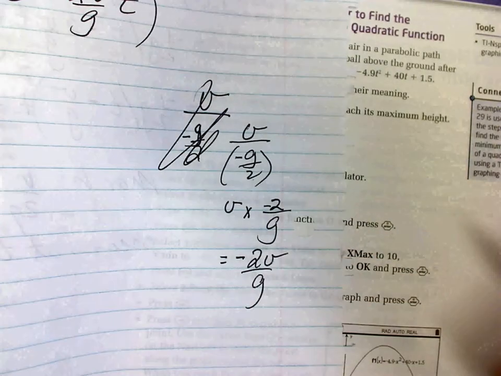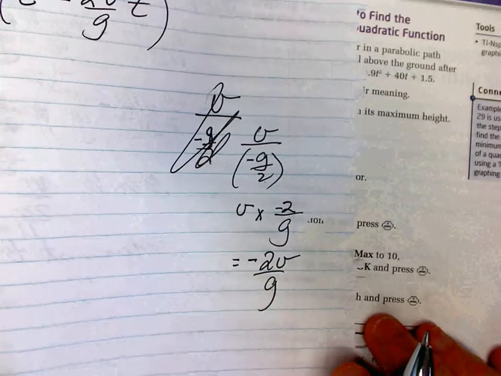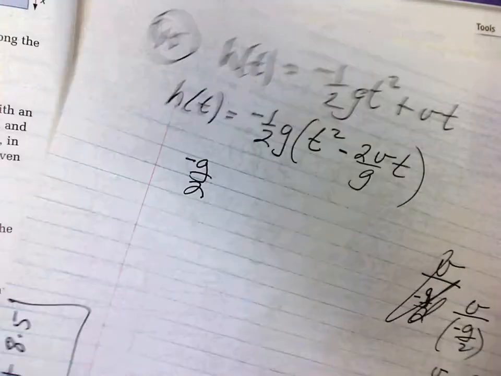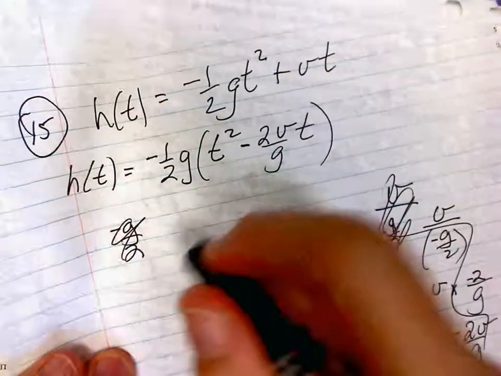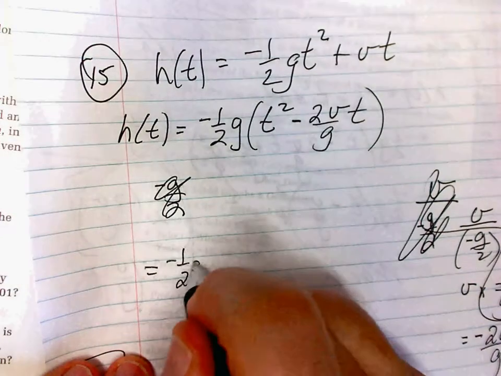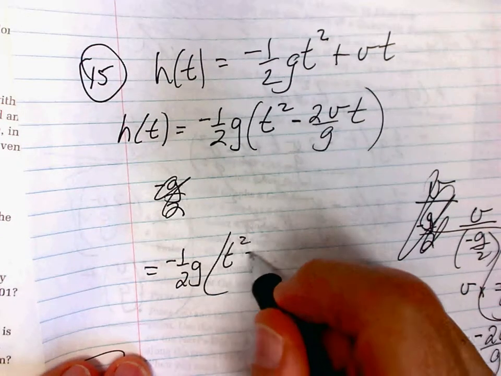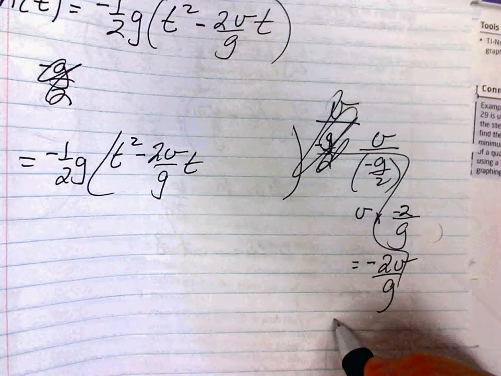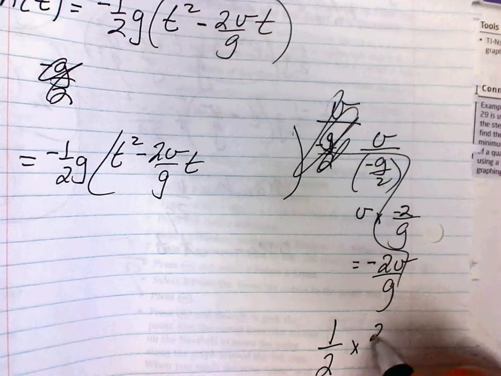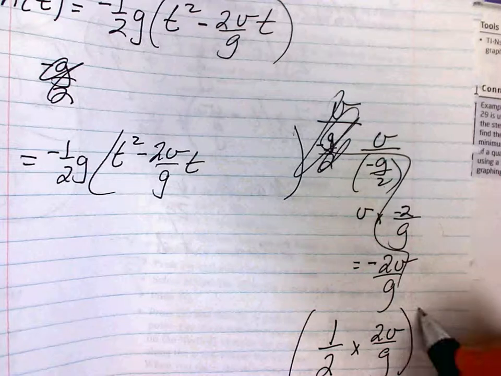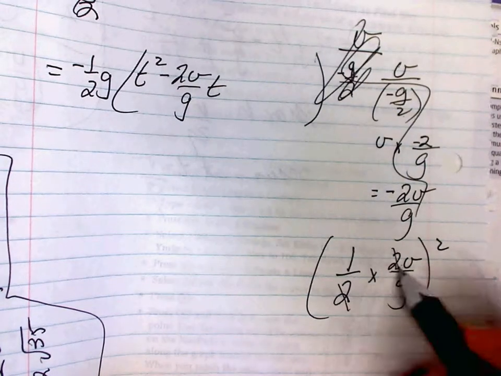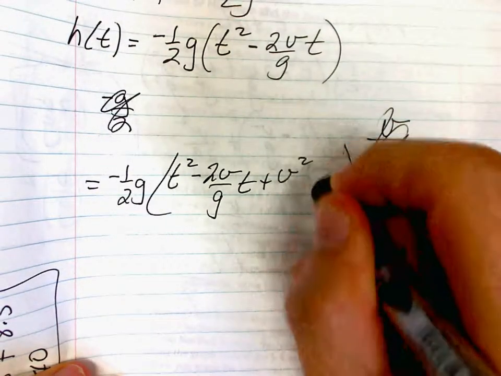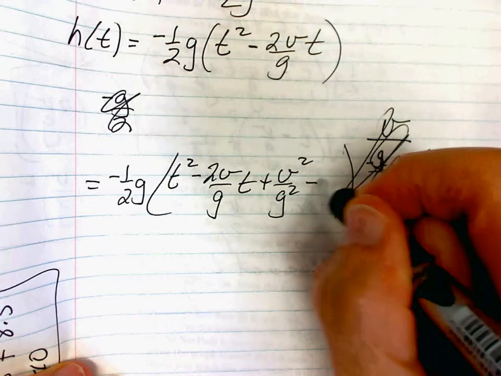Whenever you divide by a fraction, you multiply by the reciprocal. Okay, so now negative 1/2 g t squared minus 2v over gt. We have to complete the square. So we square the coefficient of the linear term. So that divides out, so that's v squared over g squared. So we add v squared over g squared, and we subtract v squared over g squared. See, I halved and squared the coefficient of the middle term.